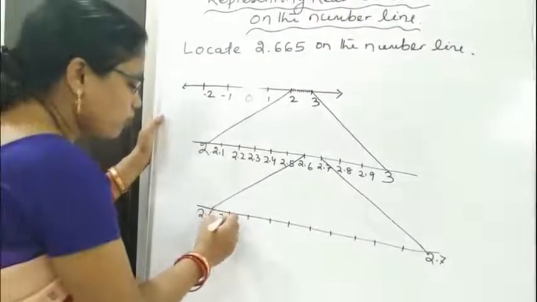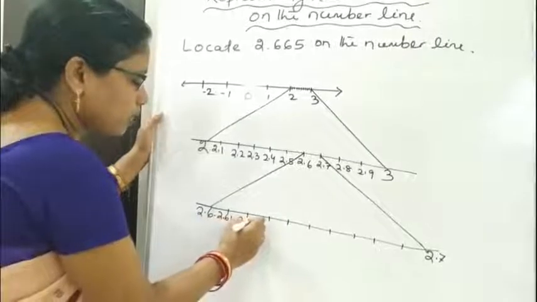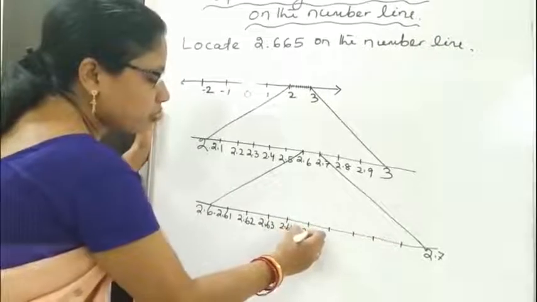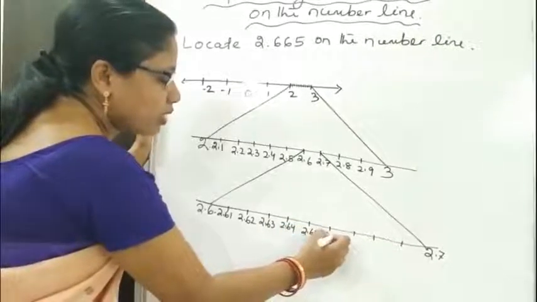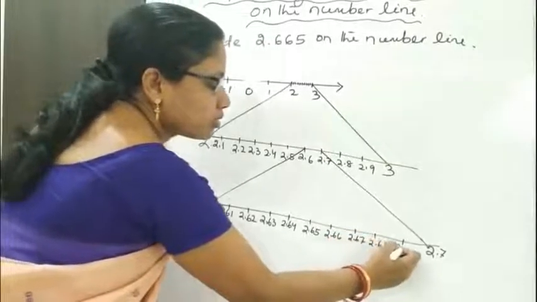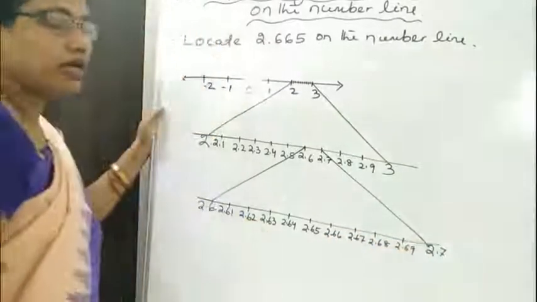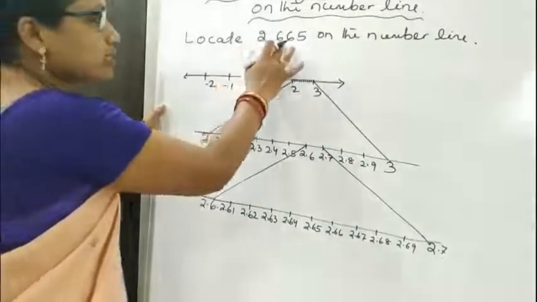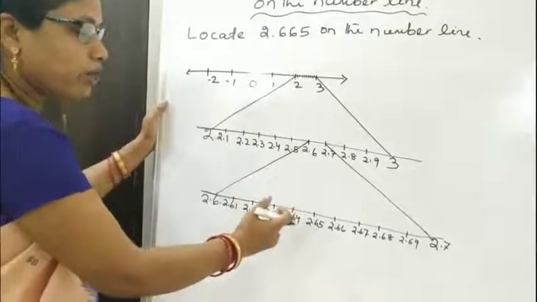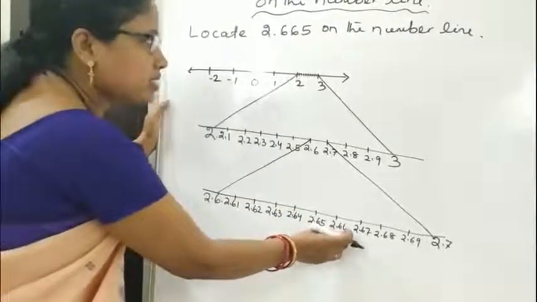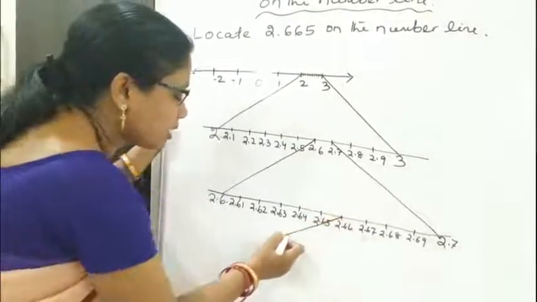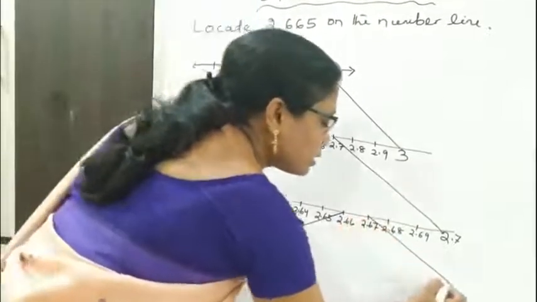So this is 2.61, 2.62, 2.63, 2.64, 2.65, 2.66, 2.67, 2.68, 2.69, then 2.7. So 2.665, the third place is 5. So again it will lie between 2.66 and 2.67. So 2.66 and 2.67.